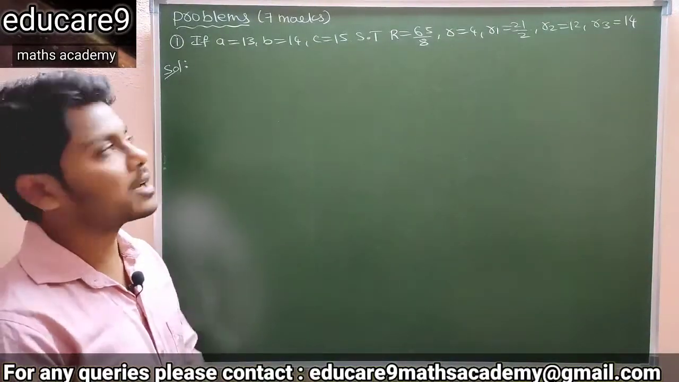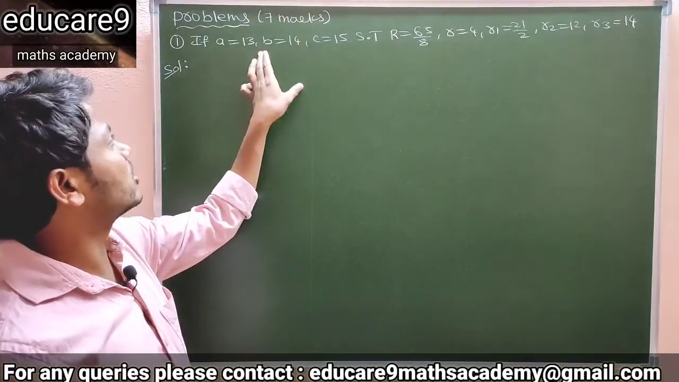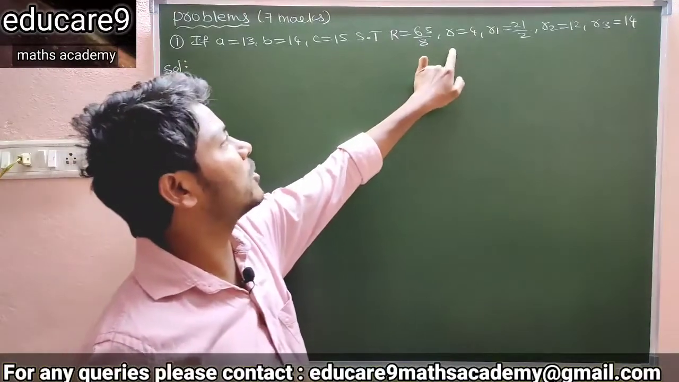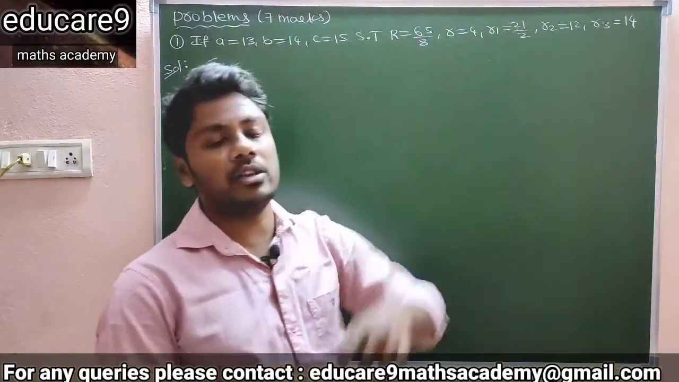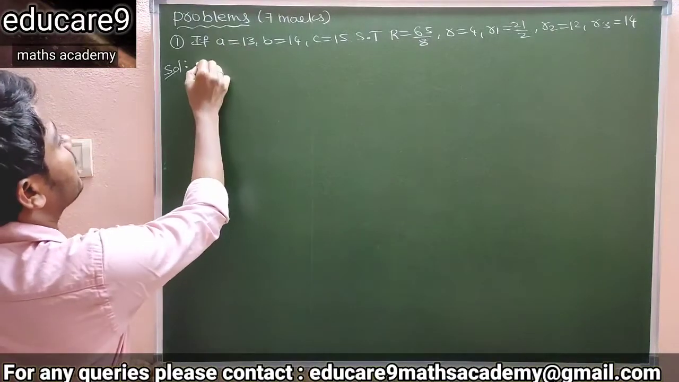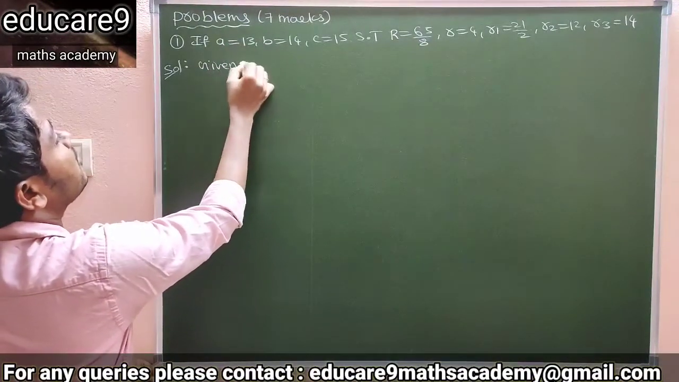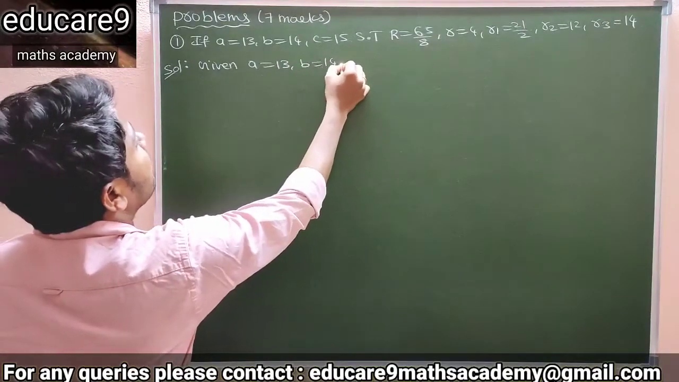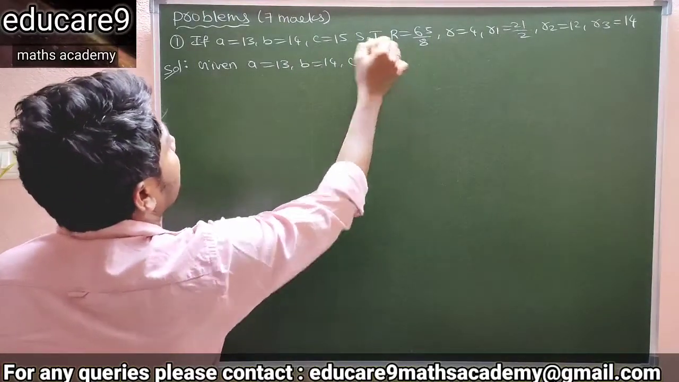See the first one. If a equals 13, b is 14 and c is 15, then find the values of capital R, small r, r1, r2 and r3. Given, small a is equal to 13, b is equal to 14 and c is equal to 15.